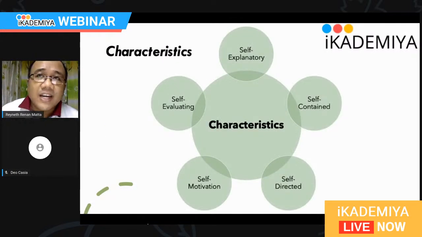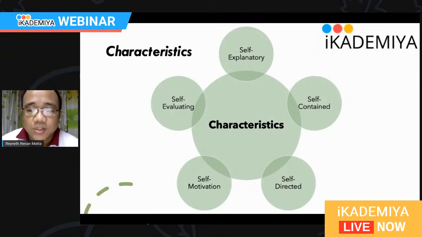Now, what are the different characteristics of these standalone modules? It has 5S. It should be self-explanatory, self-contained, self-directed, self-motivated, and of course, evaluating.